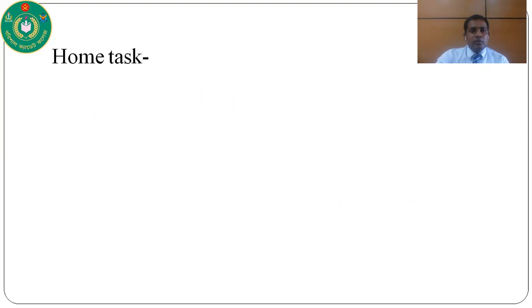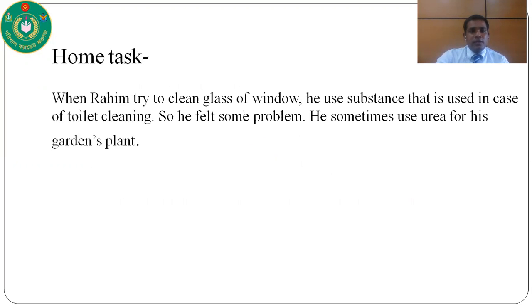Here I have a home task for you. That is a CQ question. When Rohim tried to clean the glass of a window, he used a substance that is used in case of toilet cleaning. So he felt some problem. He sometimes uses urea for his garden's plants.